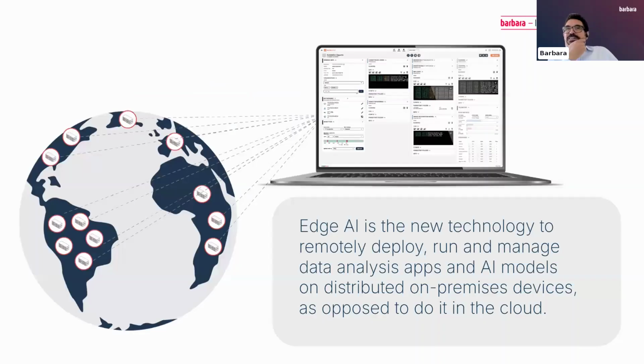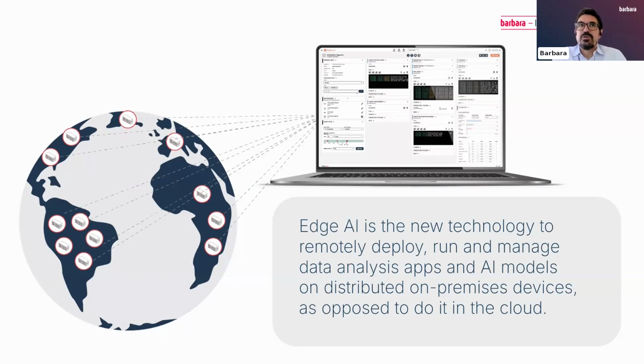At the end, when we speak about Edge AI, it is basically a new technology to remotely deploy, run, and manage data analysis applications and AI models on distributed on-premise devices, as opposed to doing it in the cloud. The key here is distributed on-premise devices. We are speaking about devices which are normally industrial PCs or machines, a lot of different equipment distributed all over the world.